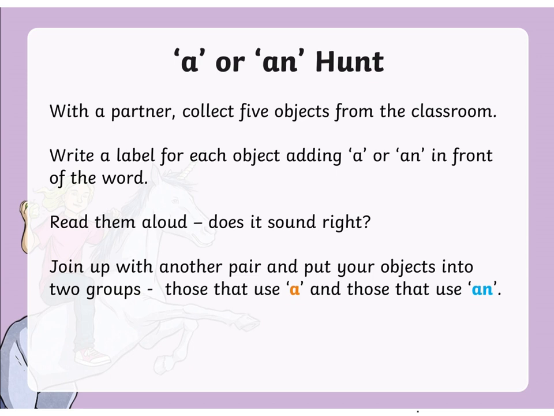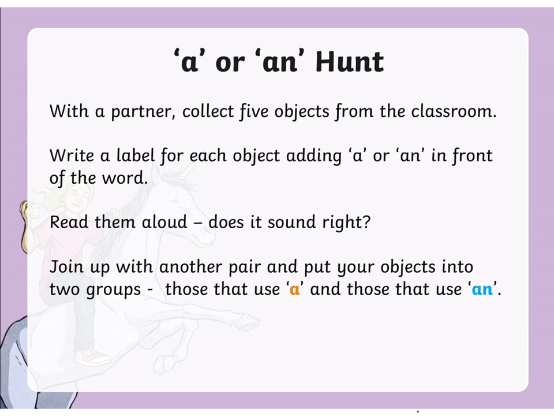Here is an activity for you all. For A or an hunt. With a partner, collect 5 objects from the classroom. How many objects you have to collect? You have to collect 5 objects. But this is not your classroom now. So what you will do? You will ask your brother or sister to collect 5 objects. Write a label for each object adding a or an in front of the word.